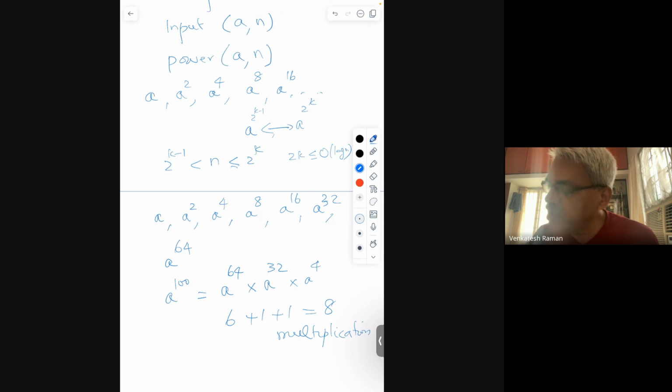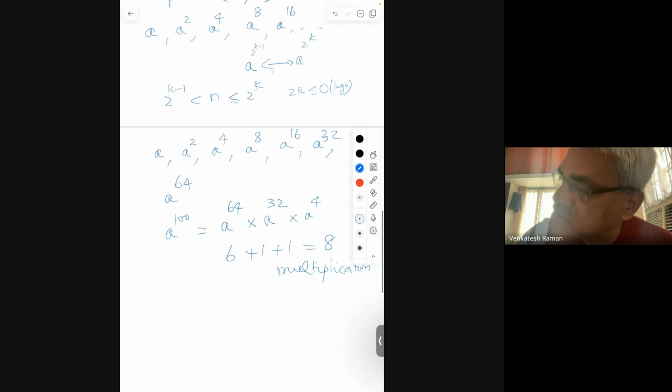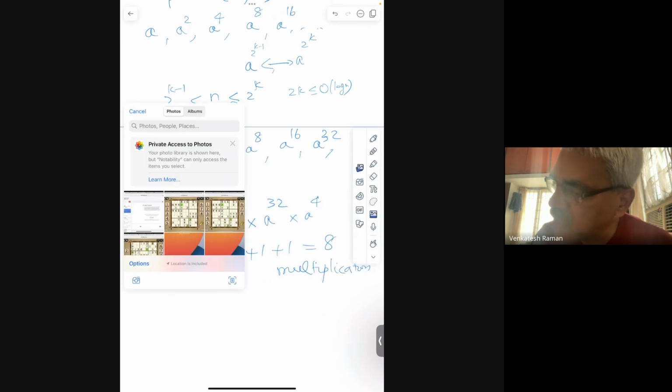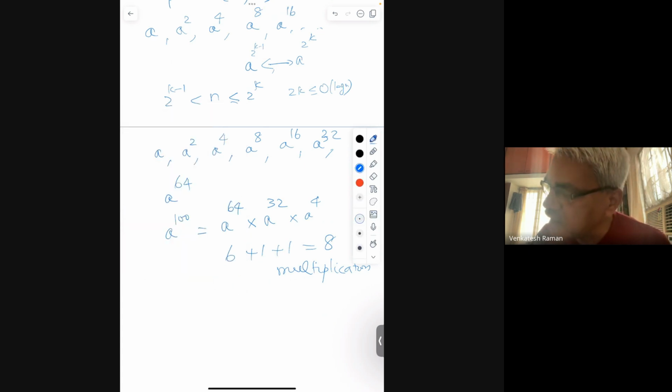This is roughly log of 100, because log of 100 would be 6 point something. So it's less than 2 log of 100. And here is a very nice observation. Suppose I write 100 in binary.